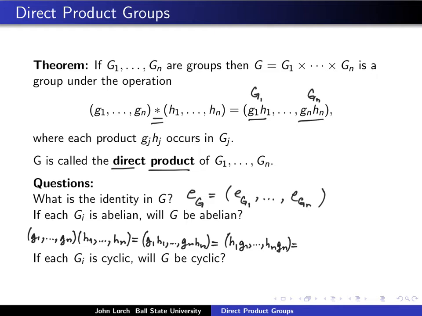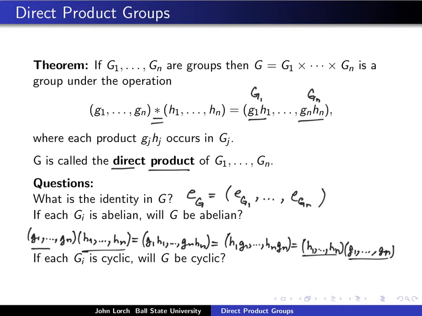And then we undo the operation, and this is H1 through Hn times G1 through Gn. And so apparently the order in which we multiply these things does not matter, so the group is abelian.